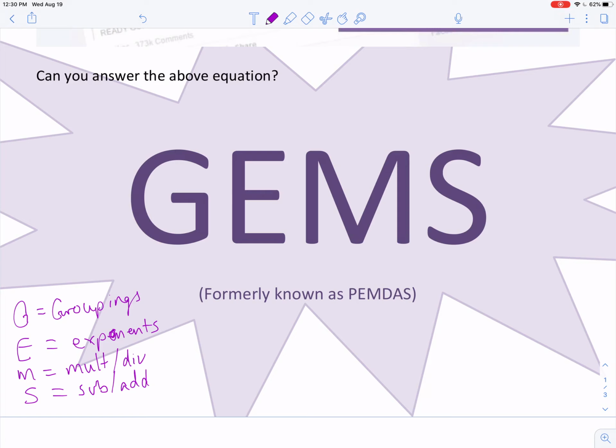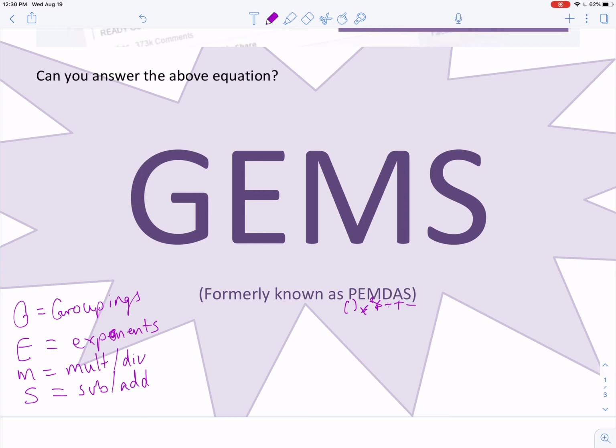Whereas PEMDAS stood for parentheses, exponents, multiplication, division, addition, and subtraction. So you'll notice, really they're saying the same thing. Groupings, parentheses, same thing. Exponents, exponents, same thing. GEMS says multiplication, division. PEMDAS says multiplication, division. S is subtraction, addition. So technically it's written the other way in PEMDAS, but it's the same thing.